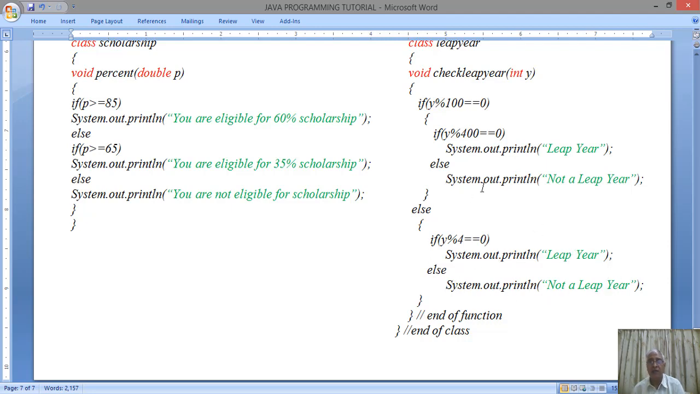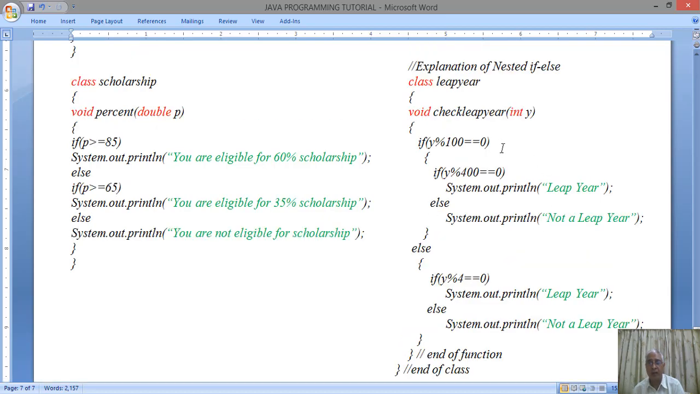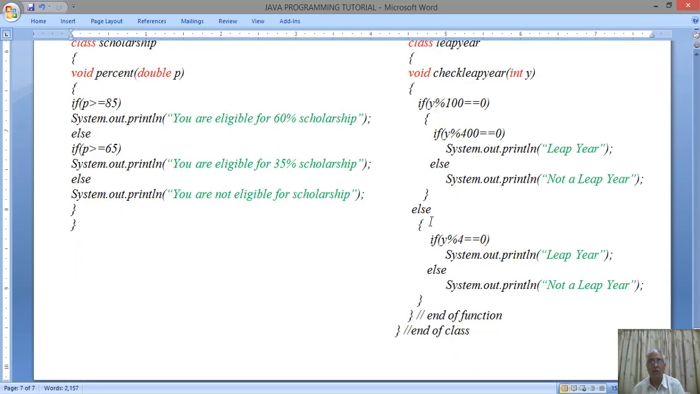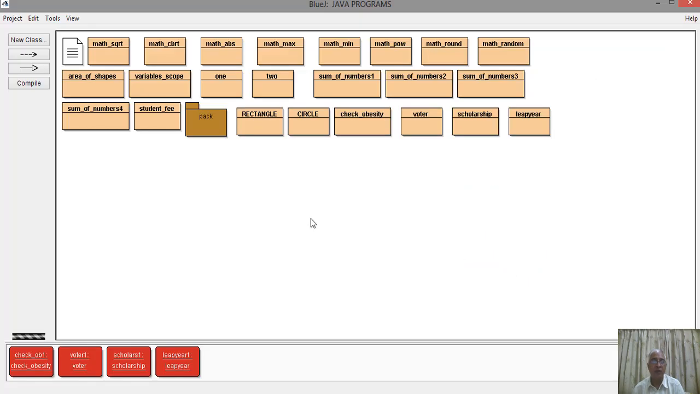So this is a little bit more complex program than the previous programs which I have explained to you, because here the nested if-else is included, and to check multiple conditions we use this type of program. So now we will go on to BlueJ and check these programs for their validity and accuracy, whether they are working perfectly or not. So we will start this program.